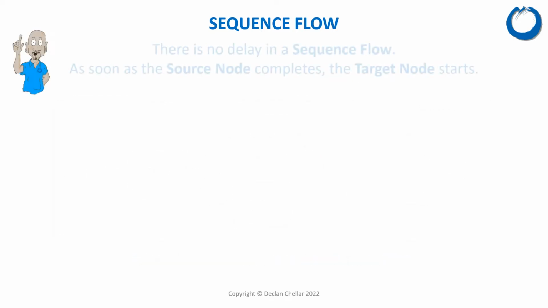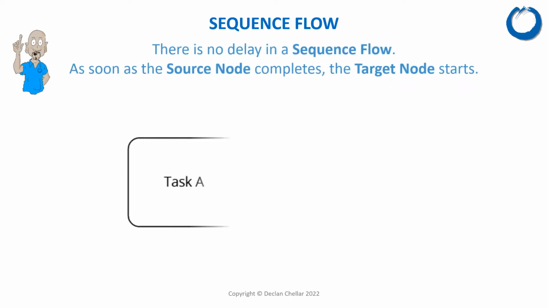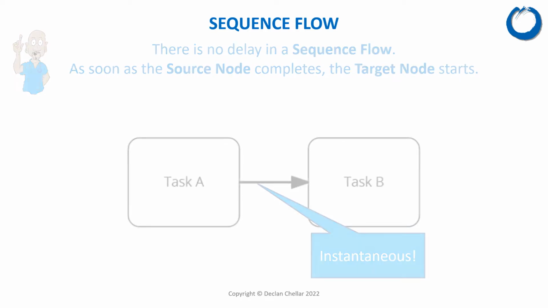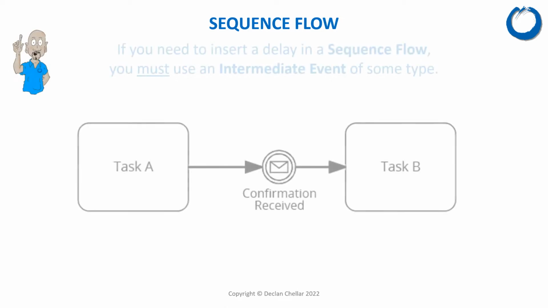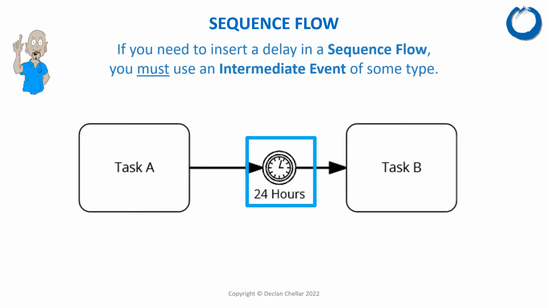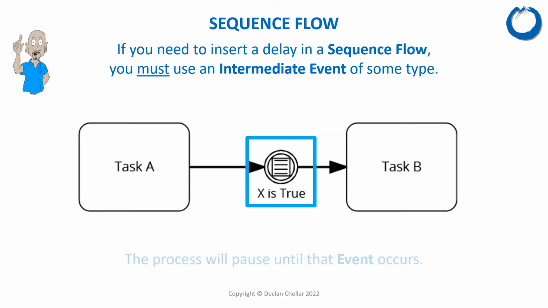There's no delay in a sequence flow. As soon as the source node completes, the target node starts. If you need to insert a delay in a sequence flow, you must use an intermediate event of some type. The process will pause until that event occurs.